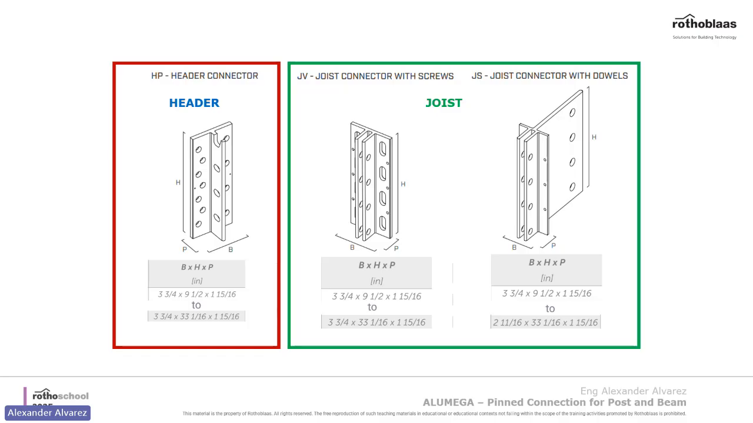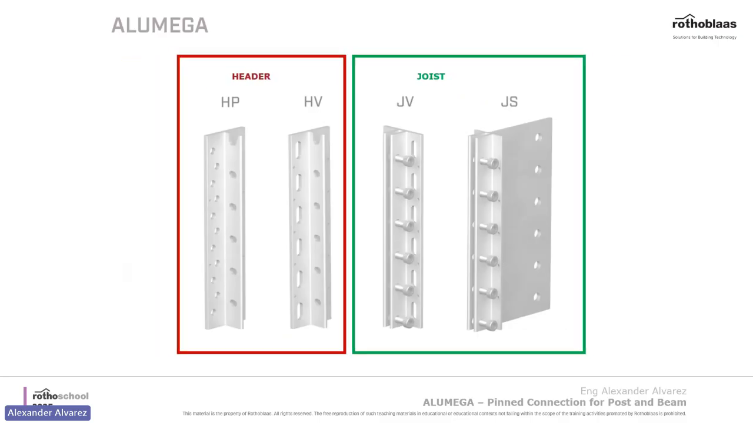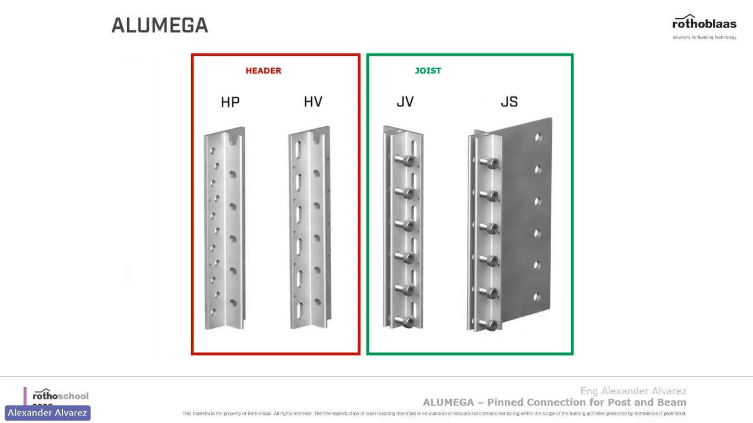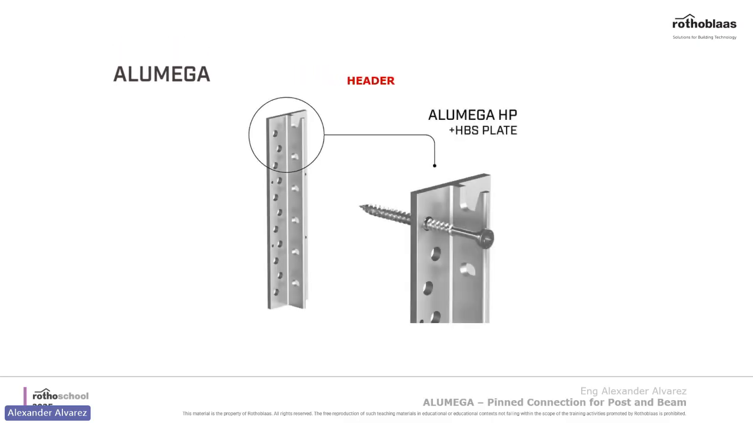So to show you guys, we have two types. The header side, which you can tell by the H. If it has an H, that belongs to the header. So HP and the HV, and then the joist side, and you can tell by the first letter, the J, which is the JV and the JS. So let's start with the header side, the Alumega HP.